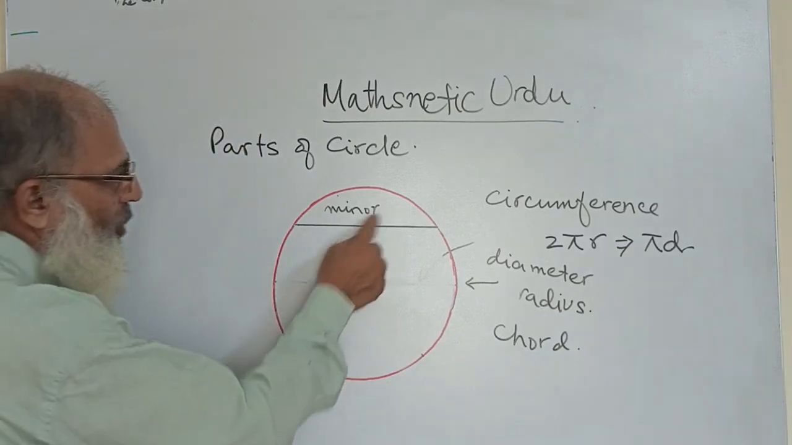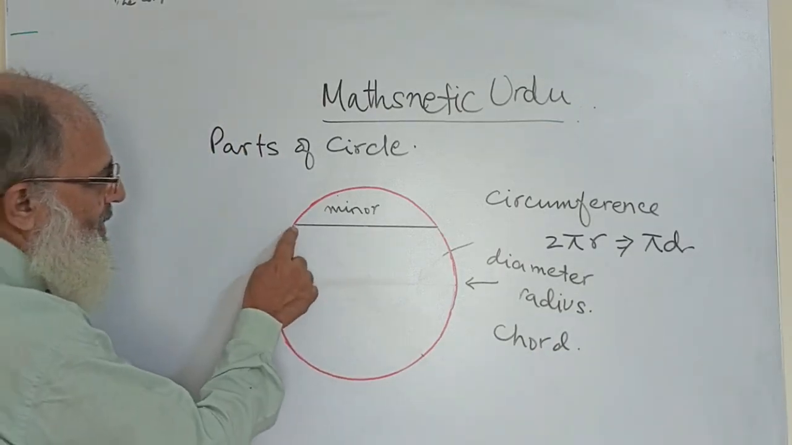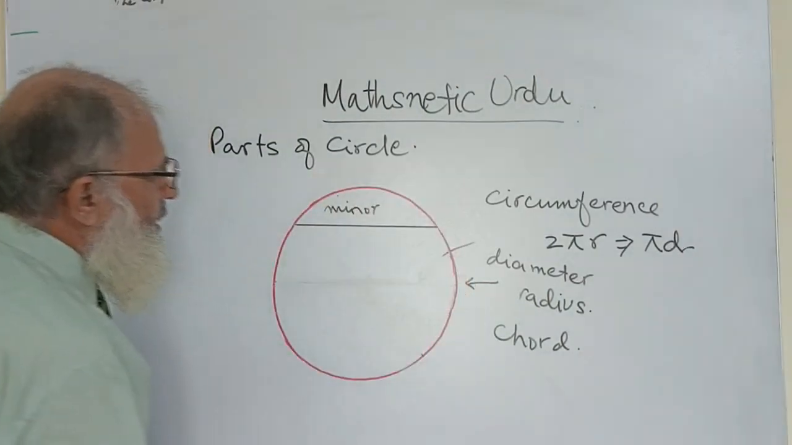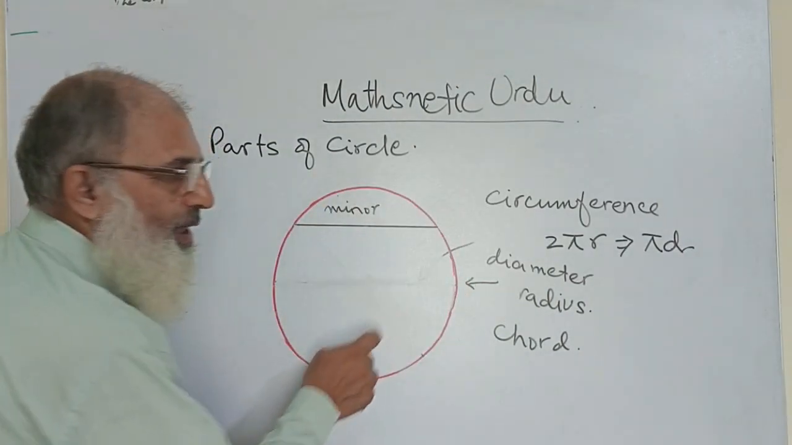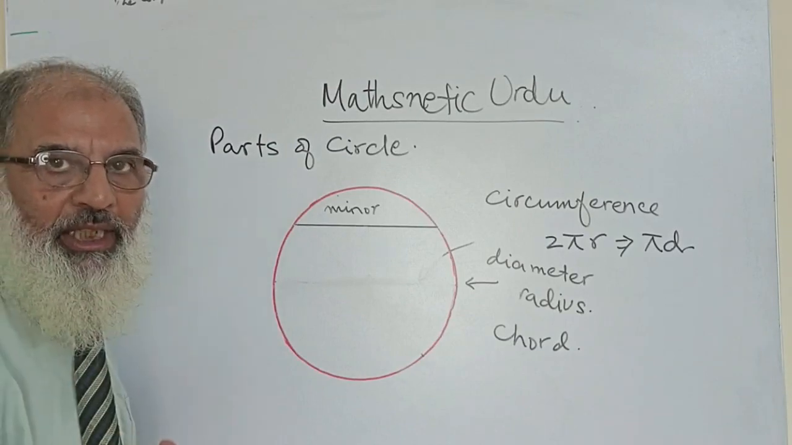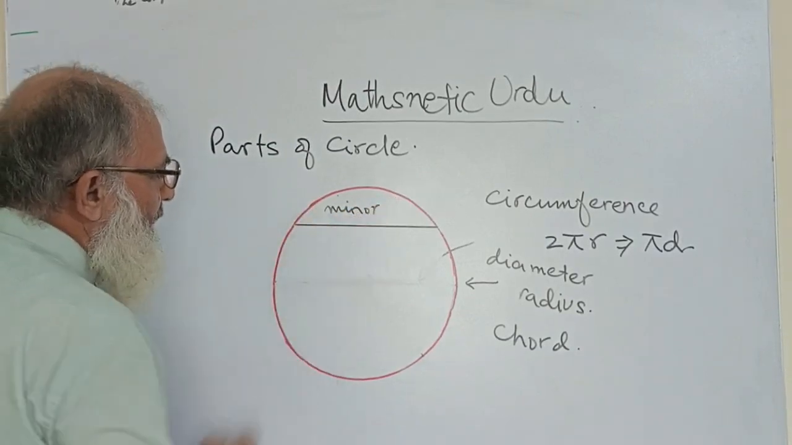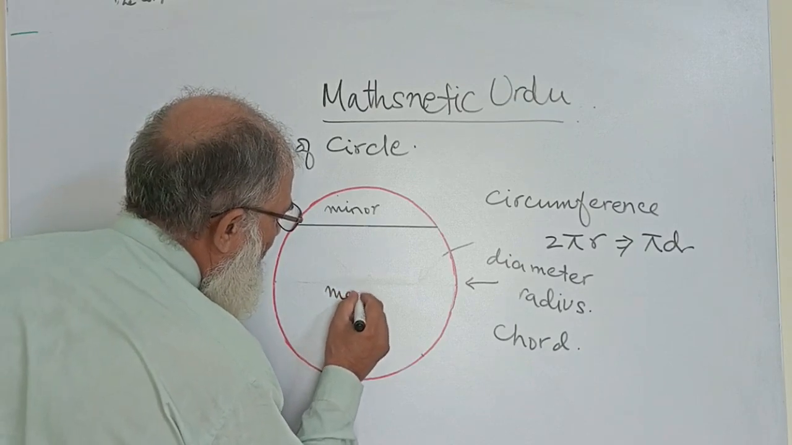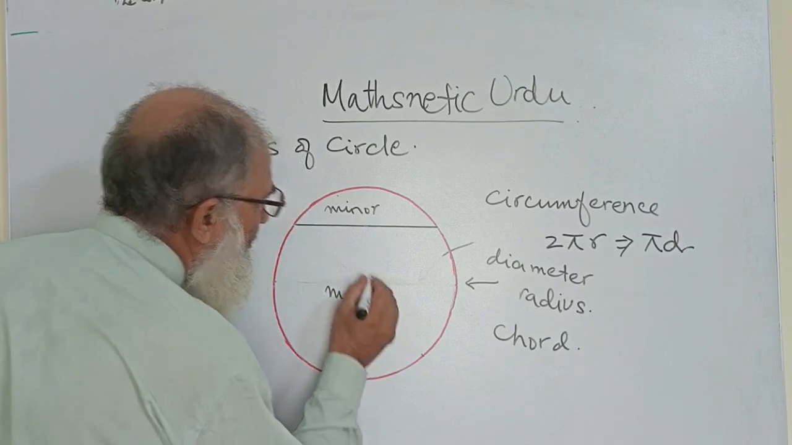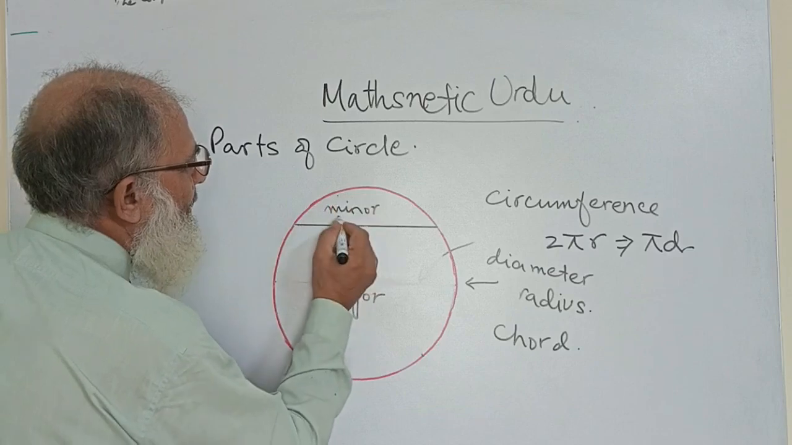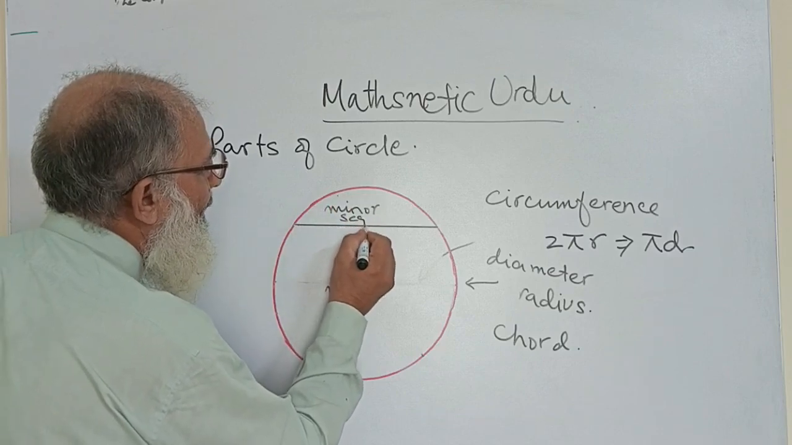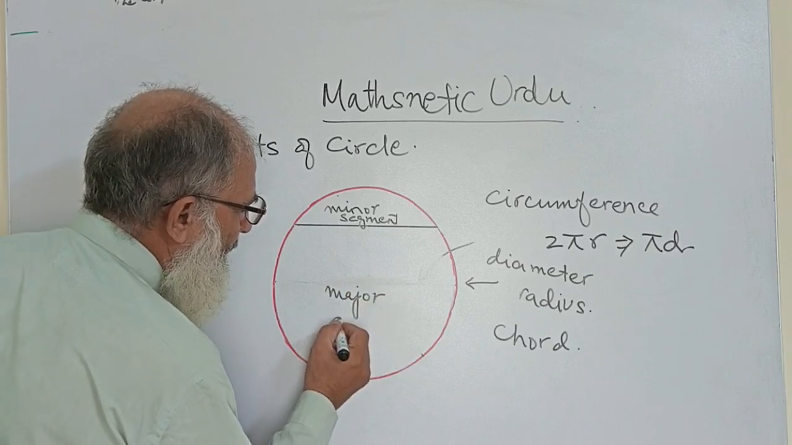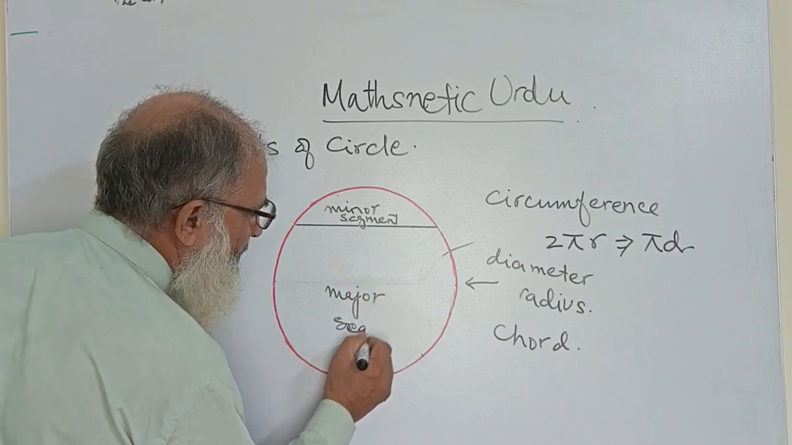Now this is a chord. You see that this is also touching the circle at 2 points at the circumference and dividing the circle into two parts which are not equal now. One part is minor and the other part is the major. Now what are the parts called? This part is called the minor segment, and this is called the major segment.